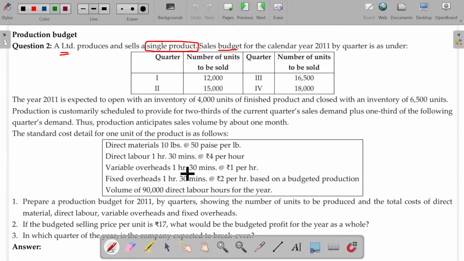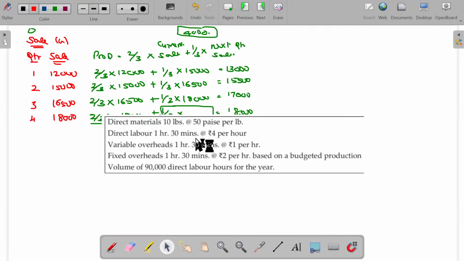Now, the standard cost detail for 1 unit of the product is as follows. What are the things to be prepared? Prepare production budget for 2011 by quarters, showing the number of units to be produced and the total cost of direct material, direct labor, variable overheads and fixed cost. So you have to find out the production for every quarter. Not only that, you have to find out the direct material, direct labor, variable overhead and fixed cost for every quarter based on your production.